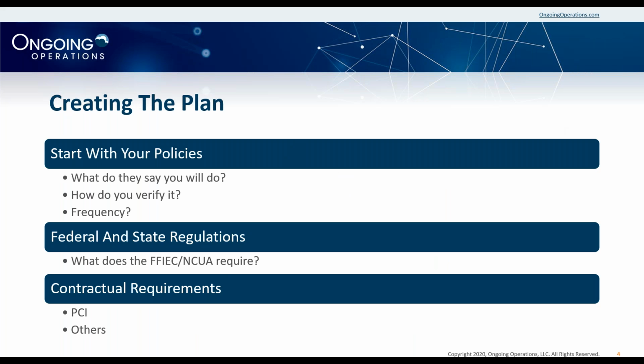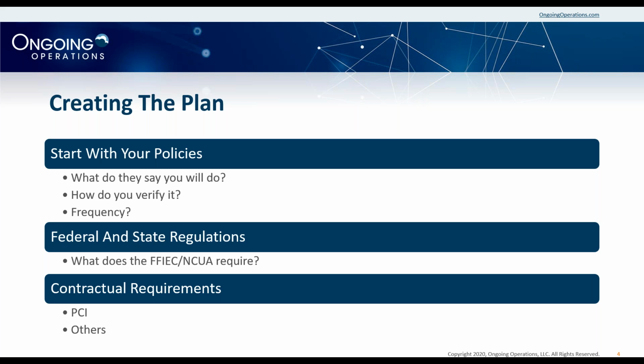So we need to start with creating the plan. And how do we do that? The first place that we want to go is to the policies, right? We need to look at what they say, what do we say that we're going to do, right? We know with auditors, with examiners, if we say we're going to do it, we need to be doing it, right? Or we get dinged very hard.